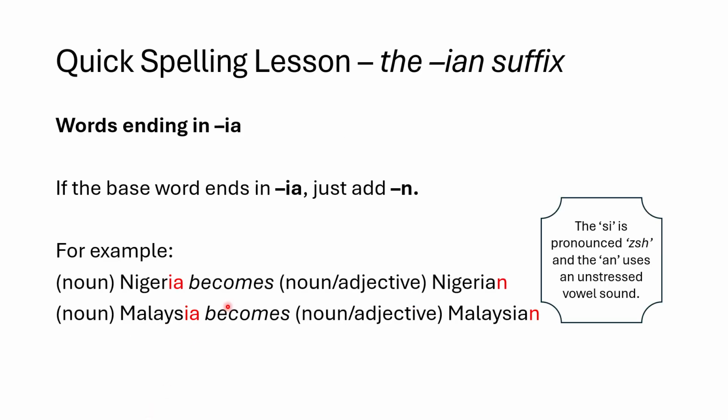If the base word ends in IA, just add N. In these examples, you can see the IA is part of the base word's spelling. Only the letter N is added to the end of the word. Nigeria becomes Nigerian. Malaysia becomes Malaysian. Notice that the SI in Malaysia is pronounced Z, and the AN uses an unstressed vowel sound.